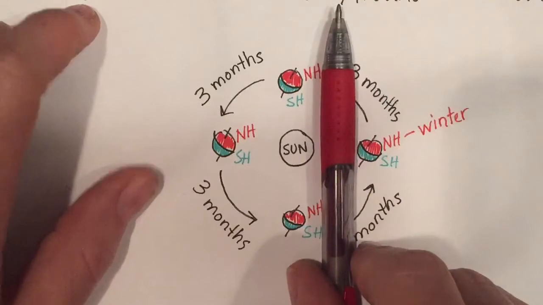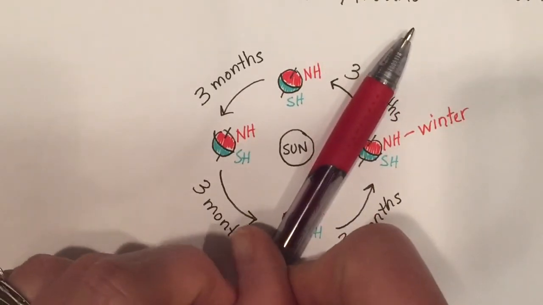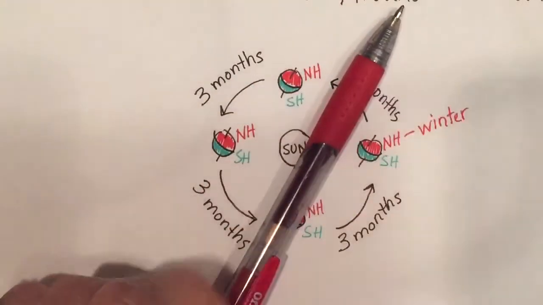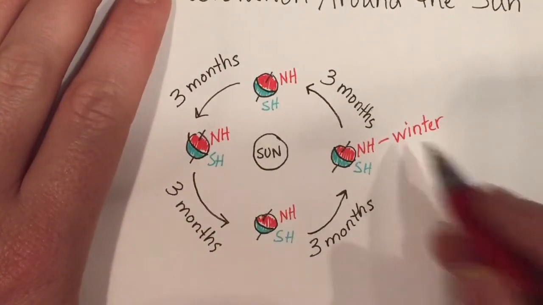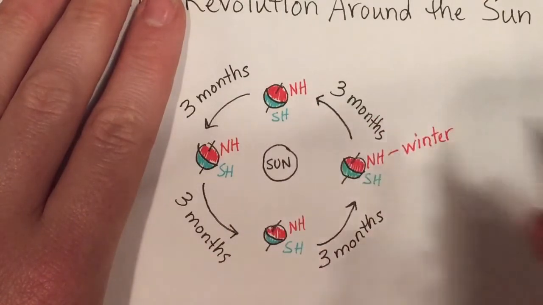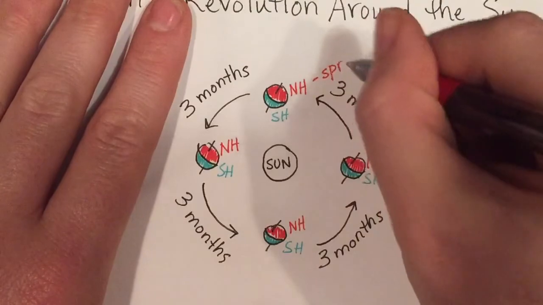It would be straight up and down, but the axis shows us that the Earth is actually tilted. And in this case, the northern hemisphere is tilting away from the sun. So it's not going to get as much sunlight, so it's in winter. If we fast forward 3 months later, the season that comes after winter is spring.